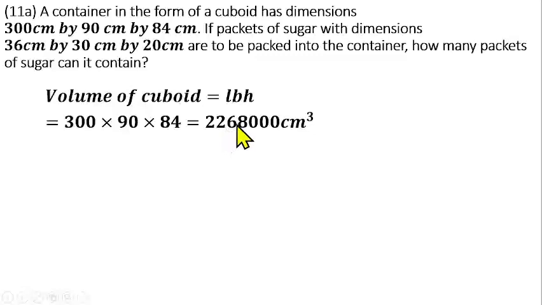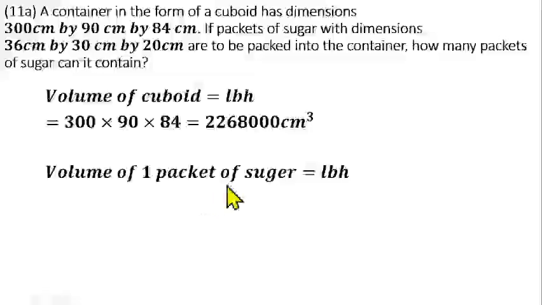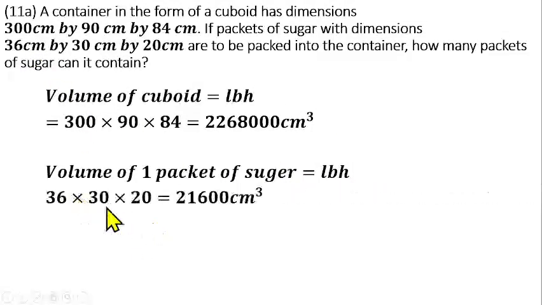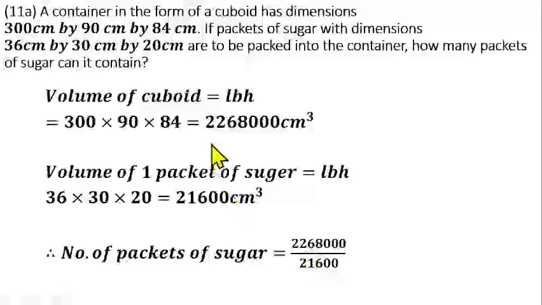That should give us 2,268,000 centimeter cube for the volume of the cuboid. Let's find the volume of one packet of sugar. Still length times breadth times height, so that is 36 times 20 times 20, which gives us 21,600 centimeter cube. To know the number of packets of sugar that will fill this cuboid, you need to divide this one by this, and that gives us 105 packets of sugar that will fill this cuboid.